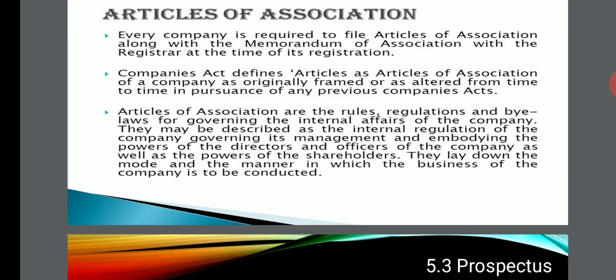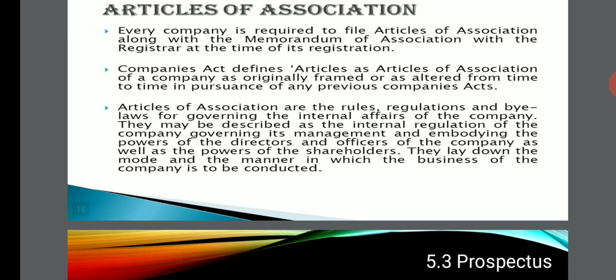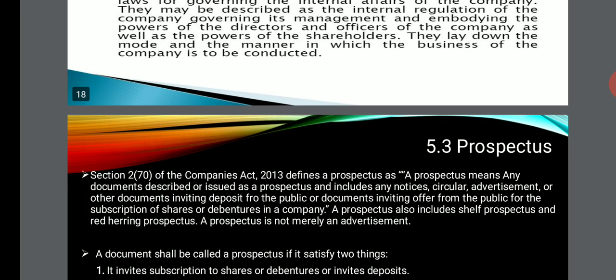Articles of association are rules, regulations, and bylaws for governing the internal affairs of the company. They must be described as the internal regulation of the company governing its management and embodying the powers of the directors and officers of the company as well as the powers of the shareholders. They lay down the mode and the manner in which the business of the company is to be conducted.